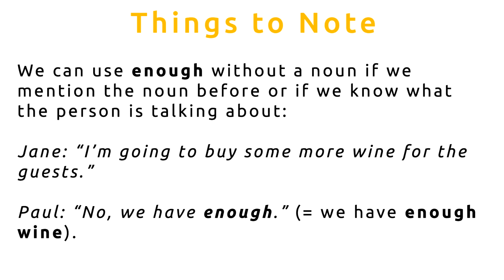Jane says, I'm going to buy some more wine for the guests. Paul replies, no, we have enough. So here he's just used enough because he's just trying to say we have enough wine. Jane mentioned wine, so Paul doesn't have to repeat it. You can mention wine if you like. Paul could say, no, we have enough wine, but it's not necessary. We can delete it if we wish, if the meaning is clear.